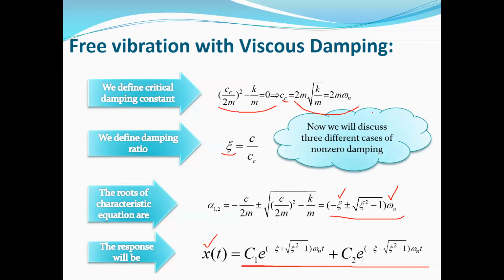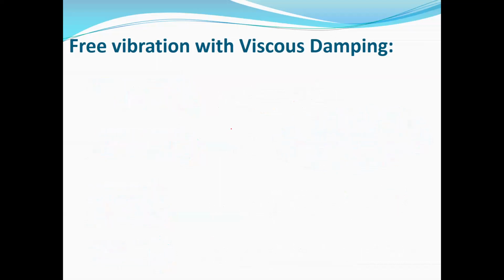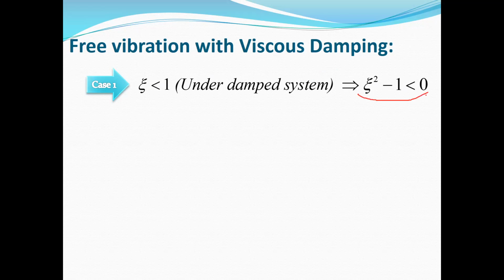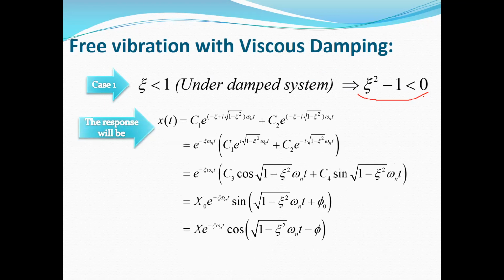Now we will discuss the 3 different cases from the previous slides. The first case is when psi is less than 1. In this case, the term below the radical is negative, and we call it an underdamped system. In an underdamped system, the term below the radical is negative, and we will have 2 complex conjugate roots.